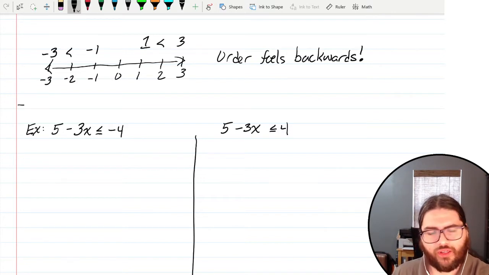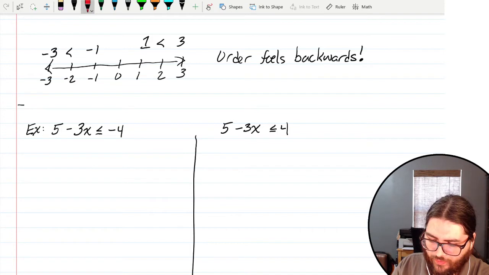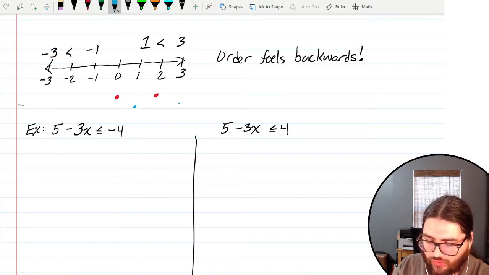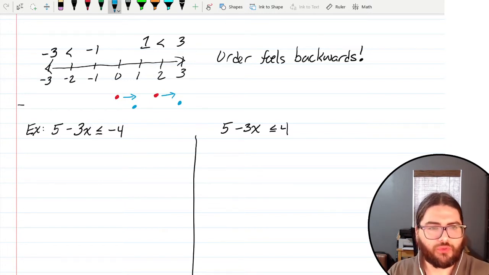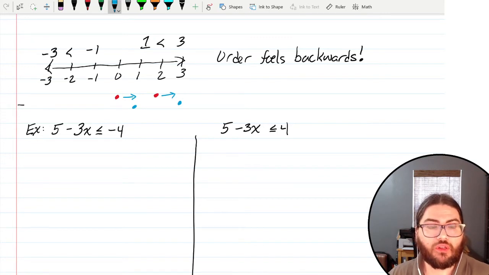Not always, right? Because no matter where I started on this number line, if I have two numbers which are this far apart, and I added 1 to both sides of the inequality, do you see how they would both move in the same direction? And so they would never crisscross. That is, my inequality sign would never be different.